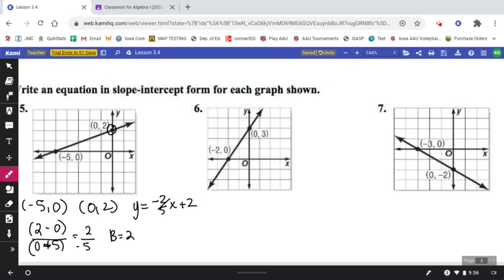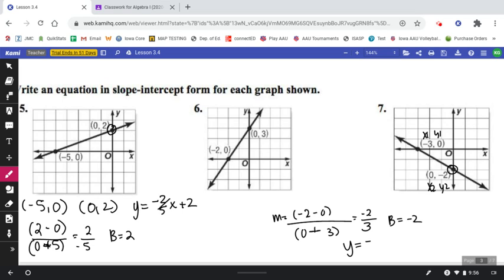Same thing if I did number 7 here. This is my x1, y1, and this is my x2, y2. So for the slope, I would do -2 minus 0 over 0 minus -3, which turns into a plus. So that gives me -2/3, and my y-intercept is -2. So y equals -2/3 x minus 2.